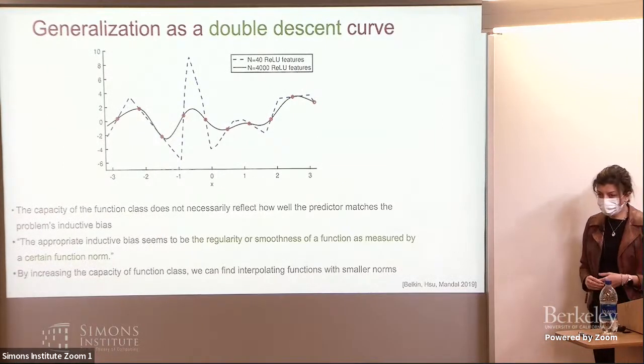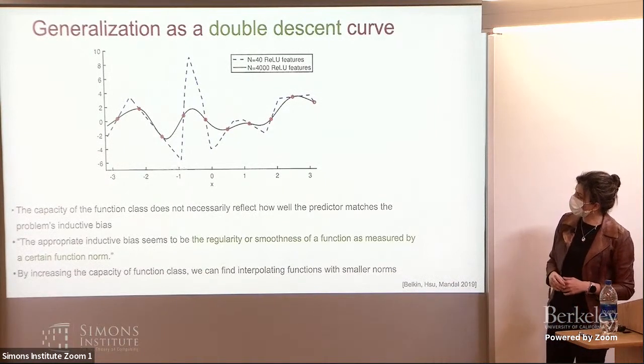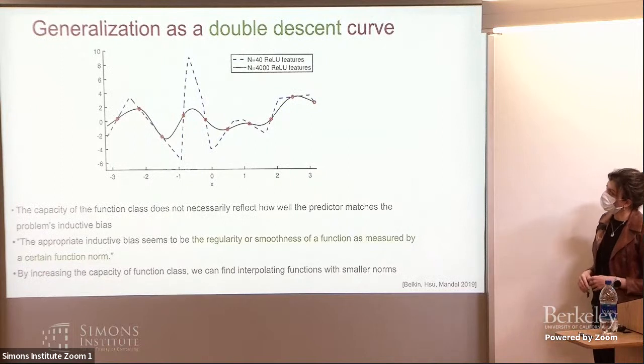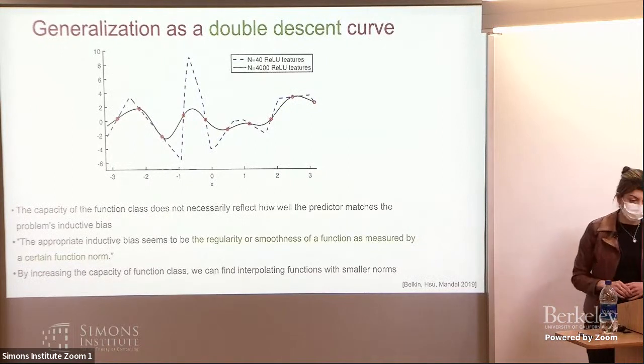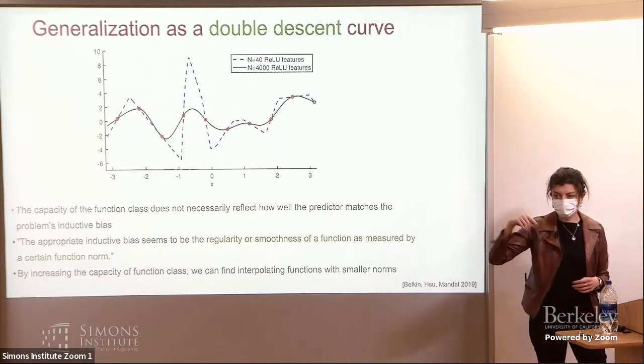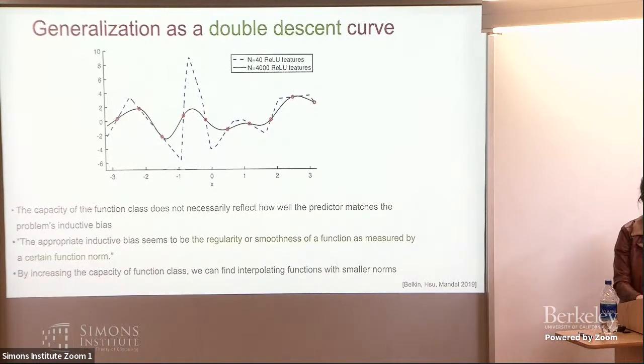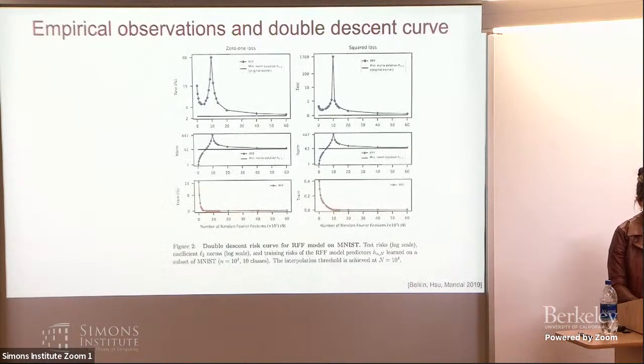So again, this is one of the classic examples in which you have 10 data points, and if you use a 2-layer ReLU network with 40 hidden nodes, you can interpolate, but the curve that you get is not necessarily smooth. But with 4,000 hidden nodes, you get a much smoother function.